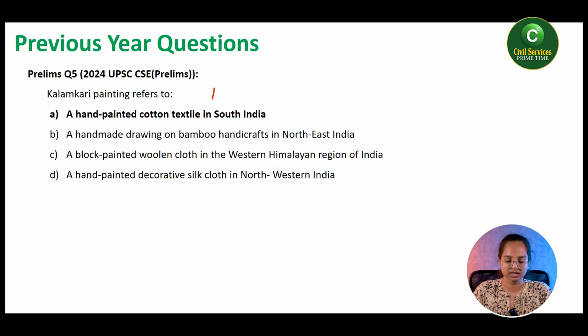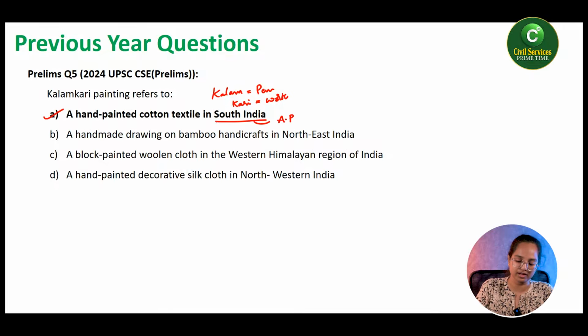Coming to the next question, Kalamkari painting refers to. In this, Kalam is nothing but pen and Kari అంటే వర్క్. సో ఇట్ ఈస్ అ హ్యాండ్ ప్రింటెడ్ కాటన్ టెక్స్టైల్ ఇన్ సౌత్ ఇండియా. సౌత్ ఇండియాలో ఆంధ్రప్రదేశ్‌లో ఈ పెయింటింగ్ ఫేమస్‌గా మనం చూస్తాం. సో ఫ్రమ్ దిస్ ఆప్షన్ ఏ ఇస్ ద రైట్ ఆన్సర్.